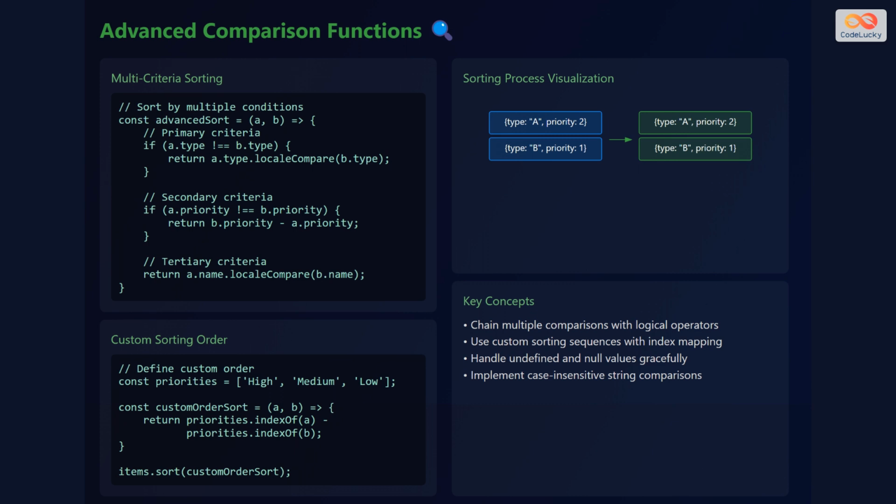Here's a visualization of the sorting process. Before sorting, the first element has type A and priority 2, and the next element has type B and priority 1. After sorting, the first element is still type A and priority 2, and the next is type B and priority 1. Some of the key concepts are: chain multiple comparisons with logical operators, use custom sorting sequences with index mapping, handle undefined and null values gracefully, and implement case-insensitive string comparisons.